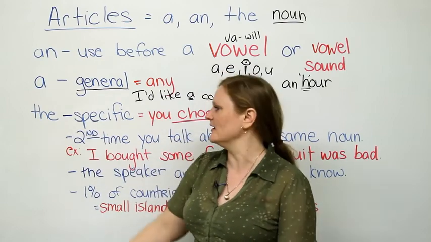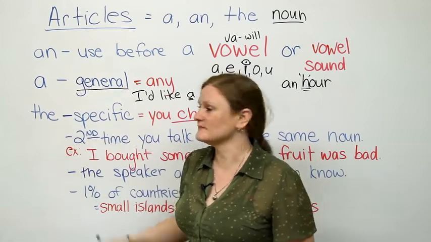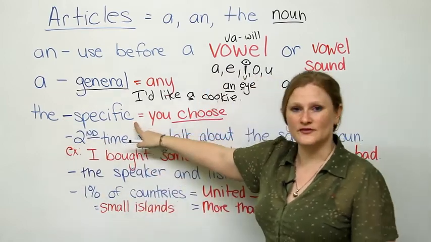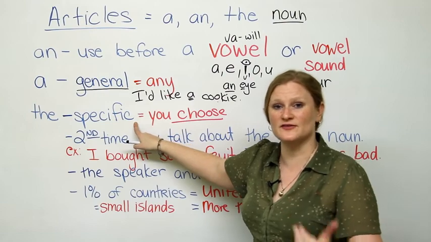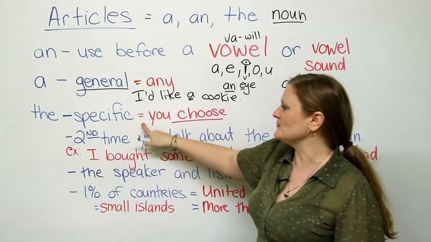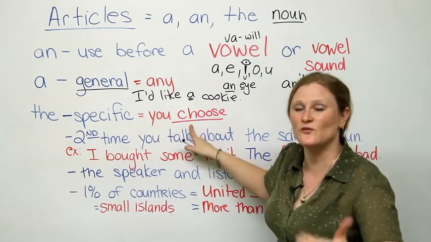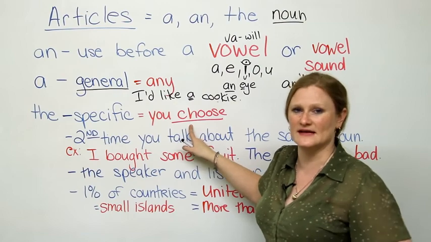The next is the. The is opposite to a. The means something very, very specific. General and specific are opposites. This means you actually choose which one you are going to get.